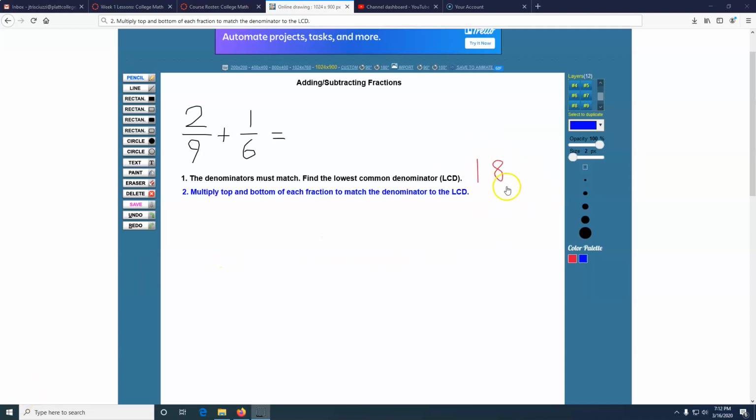Once we've found the lowest common denominator, the next thing we do is multiply the top and bottom of each fraction to match the denominator to the LCD. Here's how that works. We have a 9 in the first fraction's denominator. We need to match 9 to 18. So we multiply the top and the bottom of this fraction by 2, because we want the bottom to match 18. Doing that gives us 4 over 18.